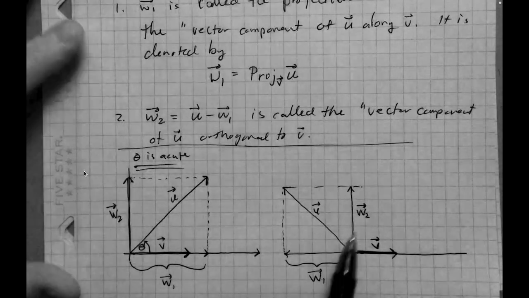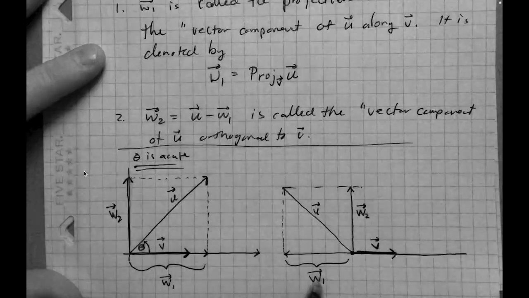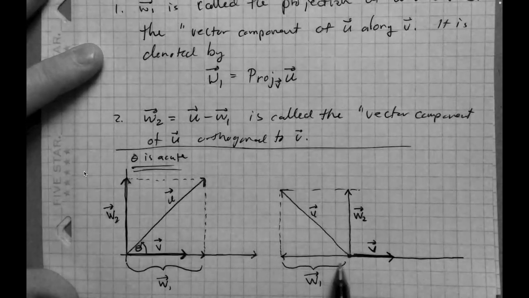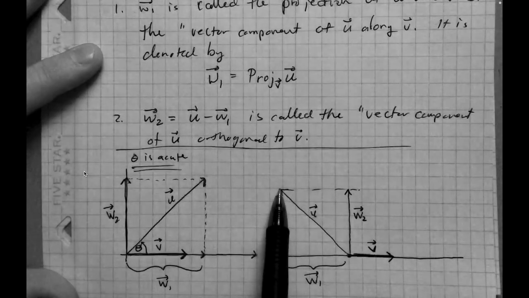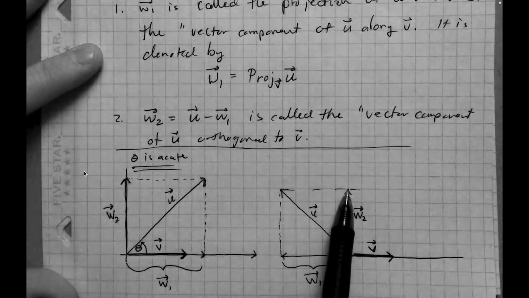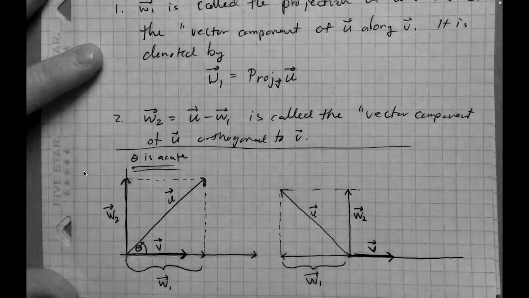Now, is it still true that w2 is equal to u minus w1? Yep, right, w1 is here. So if I take the tail of w1 and I put it up here and I reverse the direction, I get back to w2, don't I? Okay.